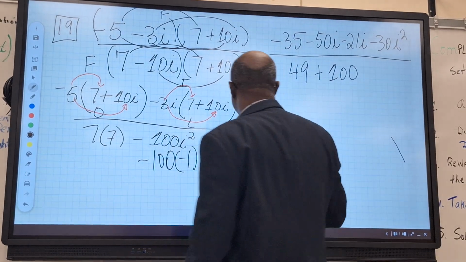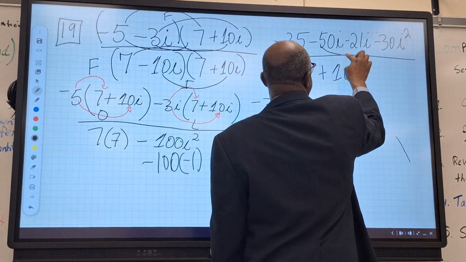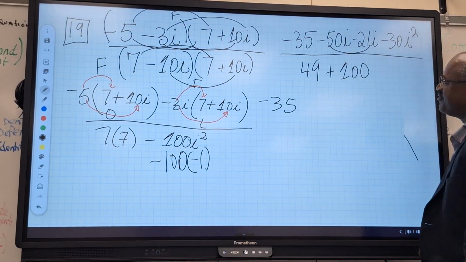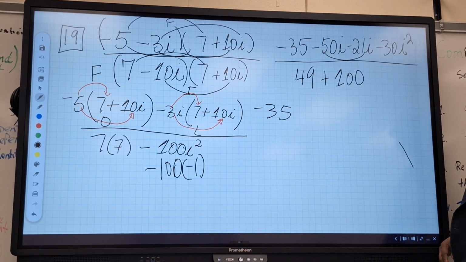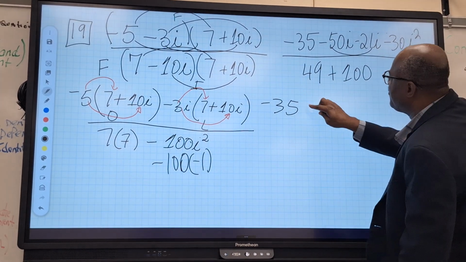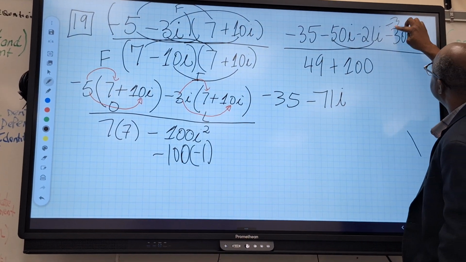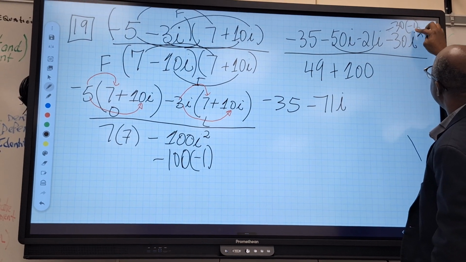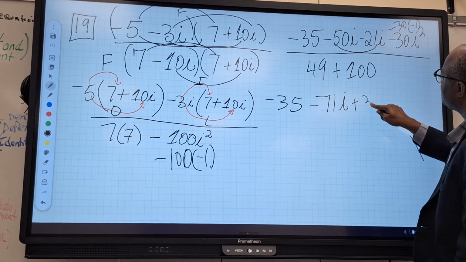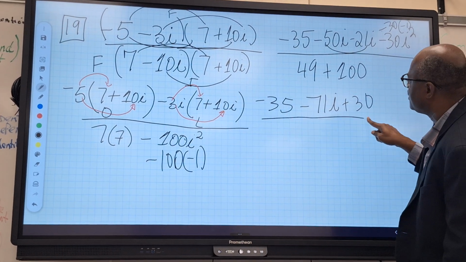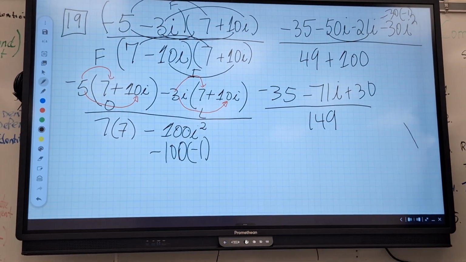Alright, now we will end up with negative 35. Combining like terms here, this will give you negative 71i, and that will be negative 30 times negative 1. That will give you positive 30 over 149. Now we have one last step.